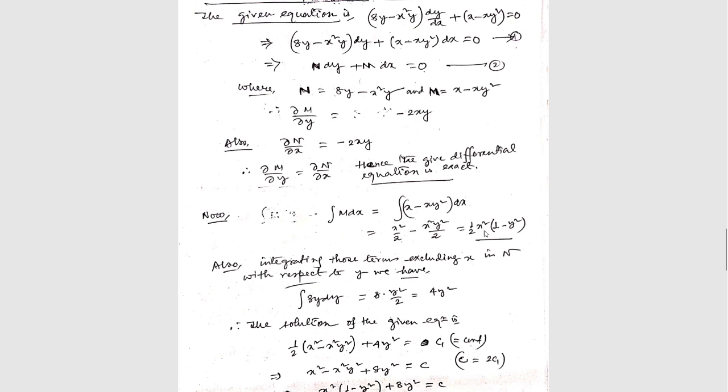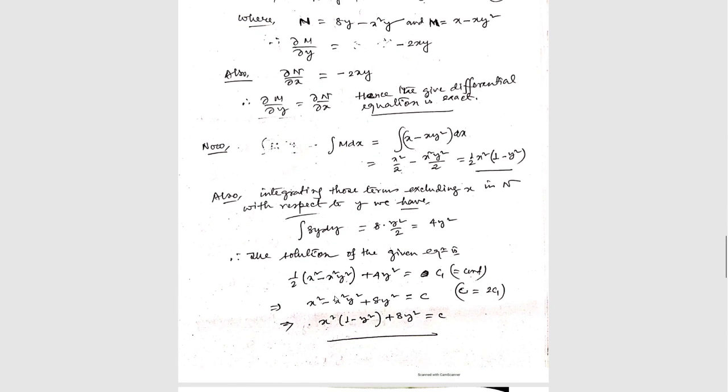So now add these two terms and equate this addition with a constant, that is done here. So half x square minus y square plus 4y square, and that is equal to c, just c. So this is the solution.